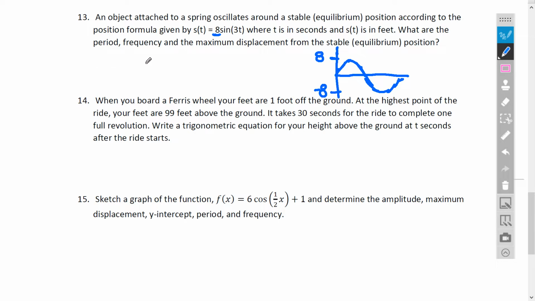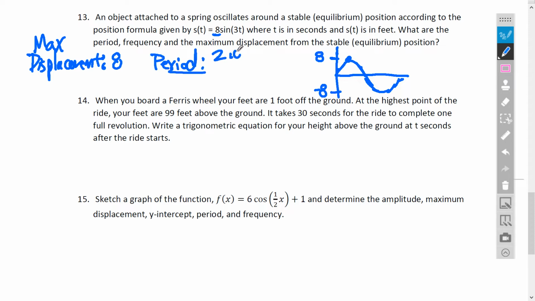So the amplitude, does it ask for that? It says maximum displacement from the stable position, which is the amplitude. So the maximum displacement is going to be 8. That's the amplitude. The period is 2 pi over b. So in this case, 2 pi over 3, because 3 is the b value. So to complete one whole cycle, it takes 2 pi over 3, seconds, I guess, because it says t is in seconds.